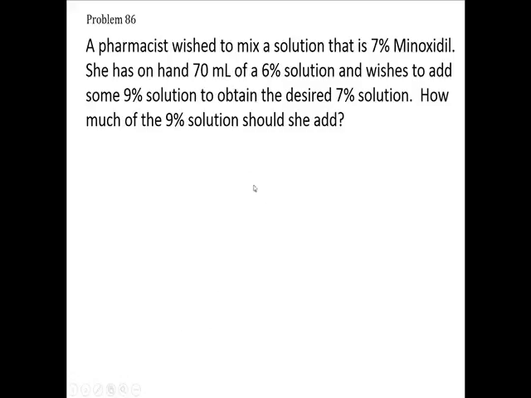Let's start off with 70 milliliters of a 6% solution. Okay? So we want 6% of the what? Of the 70 milliliters. 6% of the 70 milliliters. And then we're going to add in some 9% solution. 9% of what? Well, that's what we're looking for. How much of the 9% solution should she add? So this will be 9% of the unknown, the x, because that's what it says.